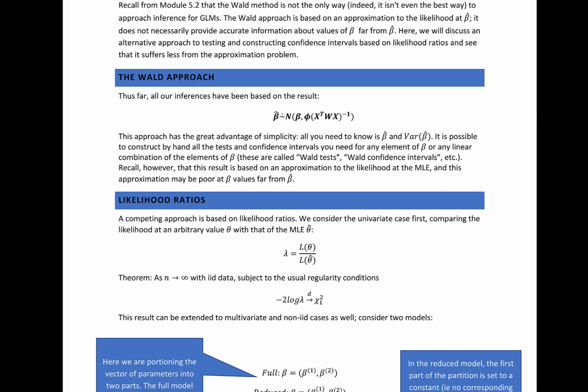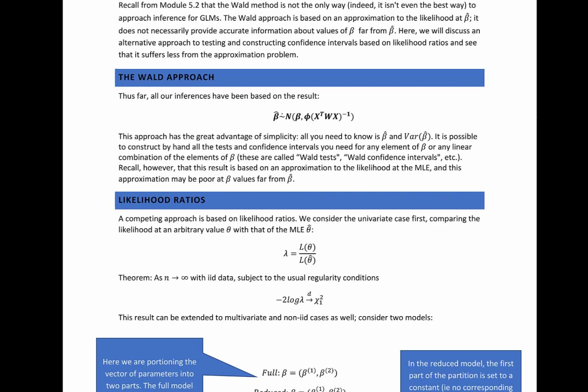Recall from Module 5.2 that the Wald method is not the only, and indeed it isn't even the best way to approach inference for GLMs. The Wald approach is based on an approximation to the likelihood at beta hat, and it does not necessarily provide accurate information about values of beta far from beta hat. Here we will discuss an alternative approach to testing and constructing confidence intervals based on likelihood ratios and see that it suffers less from the approximation problem.